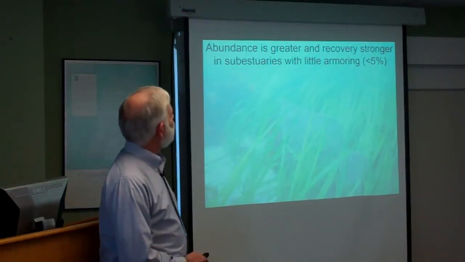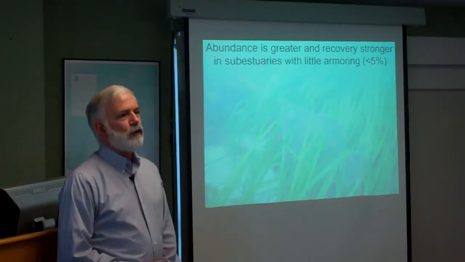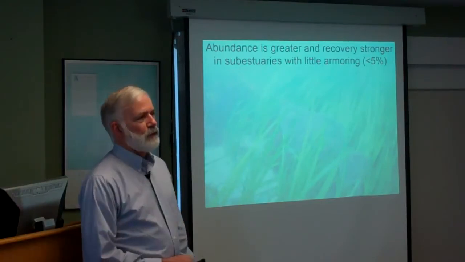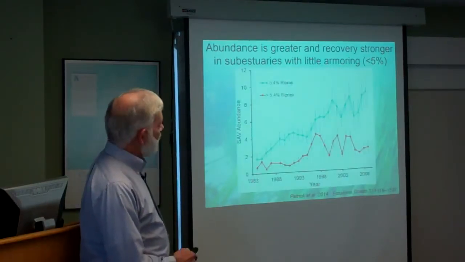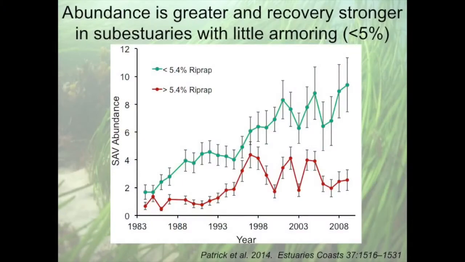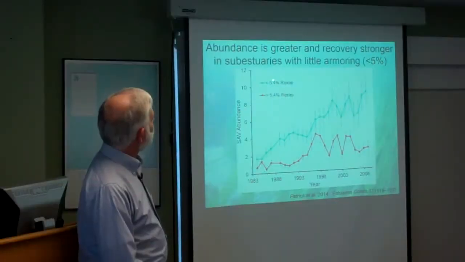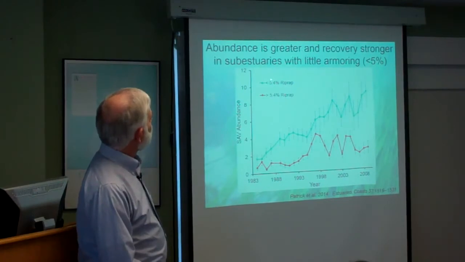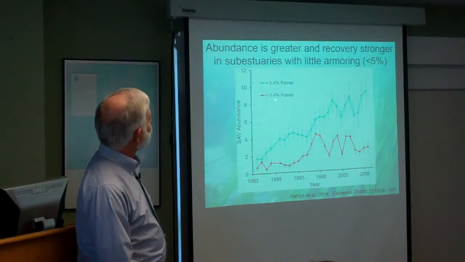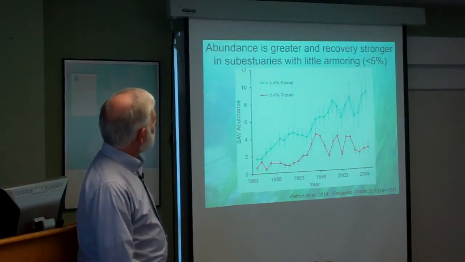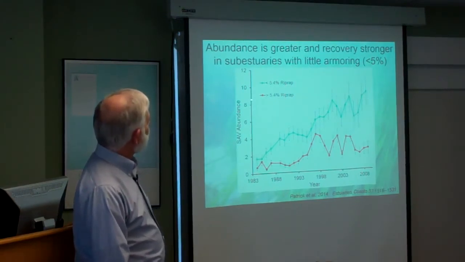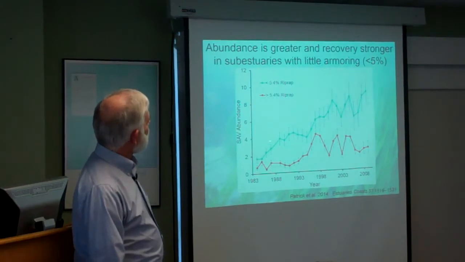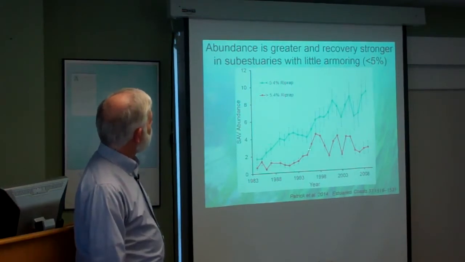We also found that SAV abundance was greater and recovery was stronger in subestuaries with little armoring. And this kind of follows on the CART model that I just showed you. We had that first breakpoint in the CART model, which separated the subestuaries into 2 groups: those with less than 5% riprap and those with more than 5% riprap. And if we use repeated measures analysis of variance to look at the time trends in SAV abundance in these 2 groups, we can see that they're quite different.